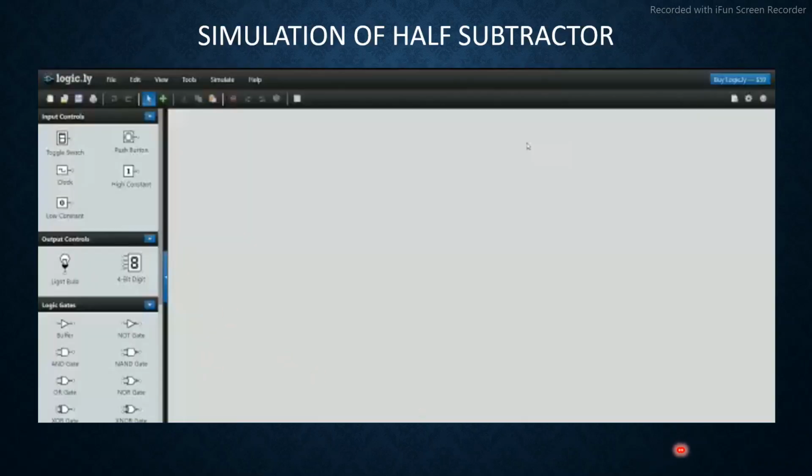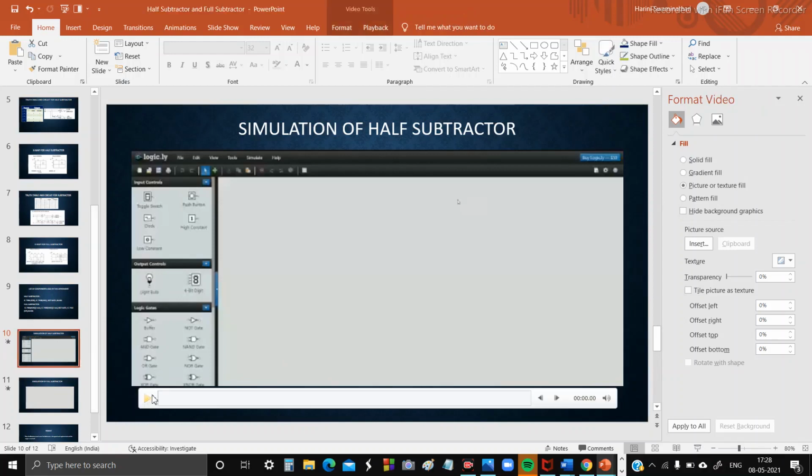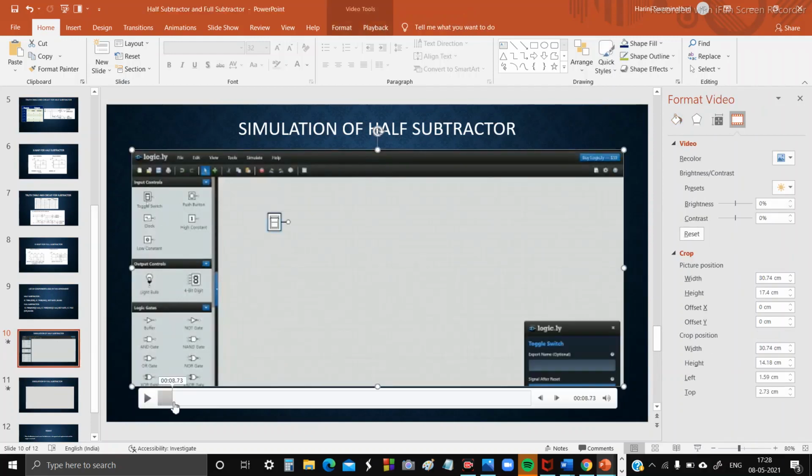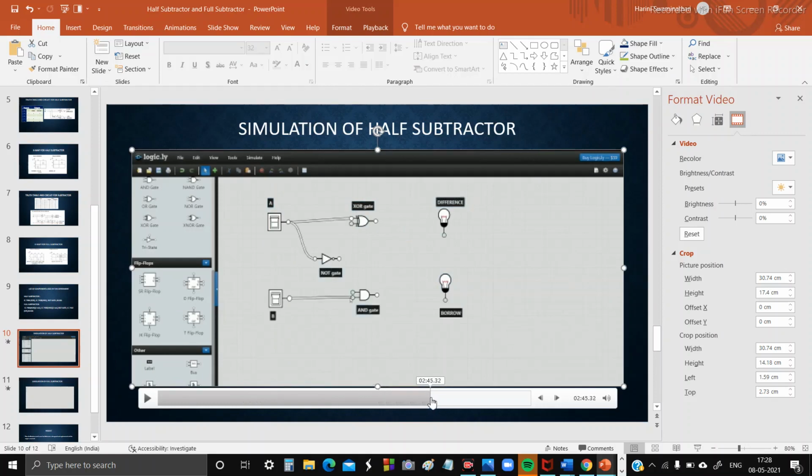Simulation of half subtractor. In the simulation of half subtractor, we can see here that we are using 2 toggle switches, 1 XOR gate, 1 AND gate, 1 NOT gate and 2 bulbs, and we are renaming it as shown here. Then we are connecting the gates as per the circuit given in the presentation above.